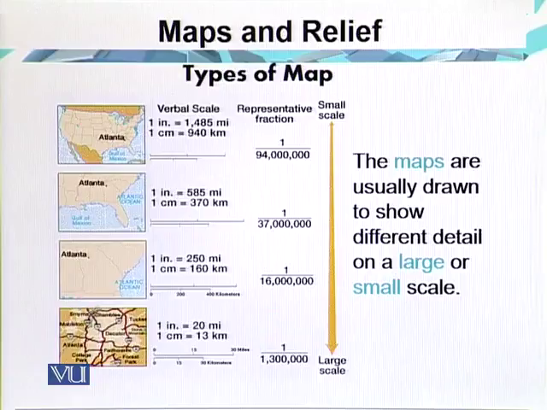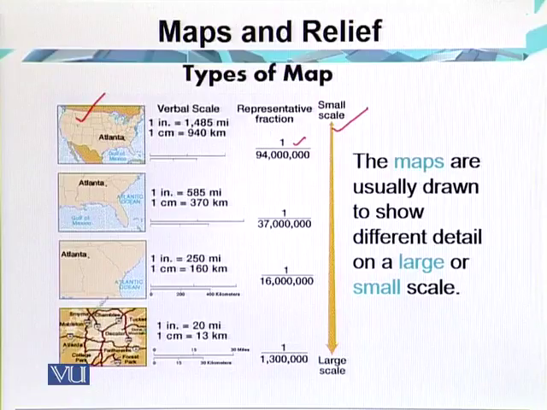In small scale maps, the scale is from 1 centimeter to 940 kilometer, or 1 centimeter on the map is equal to 940 kilometer on the ground. So we can say here 1 over 94 million is called the RF of the map. So it's a small scale map. So here you can draw or map the whole of the country, which is the USA.